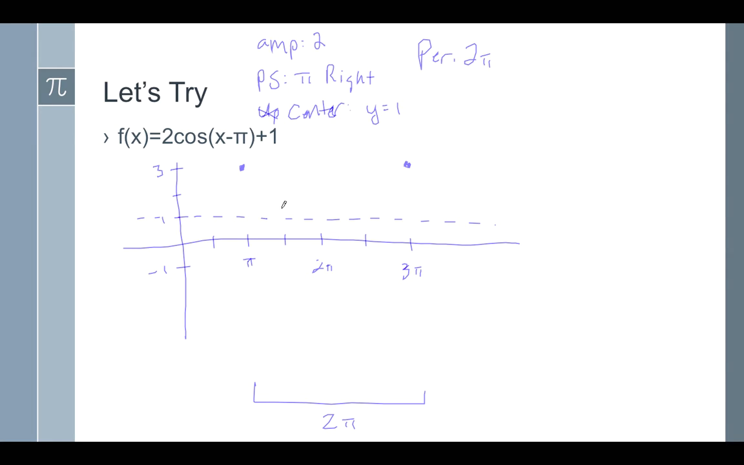And then if you look at the pattern from the parent function, the first quarter and the third quarter are on your center line, and the middle is down at the bottom of your amplitude. And then once we have 5 points, we can connect those 5 points thusly, and we get a cosine curve, which again will look a lot like the sine curve.